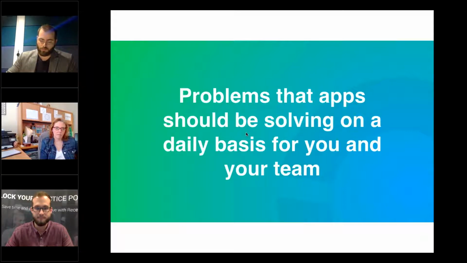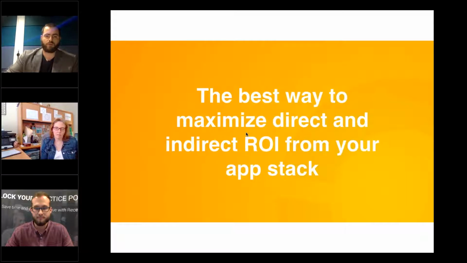So moving on to the next slide here, the best way to maximize direct and indirect ROI from your app stack. Obviously achieving ROI indirectly has to do with saving time, has to do with eliminating processes that could be spent on other activity, other revenue generating activity, other activity that can't be automated. And that's why we think anything that can be automated should be automated so that you can keep progressing into the firm of the future that we keep talking about.